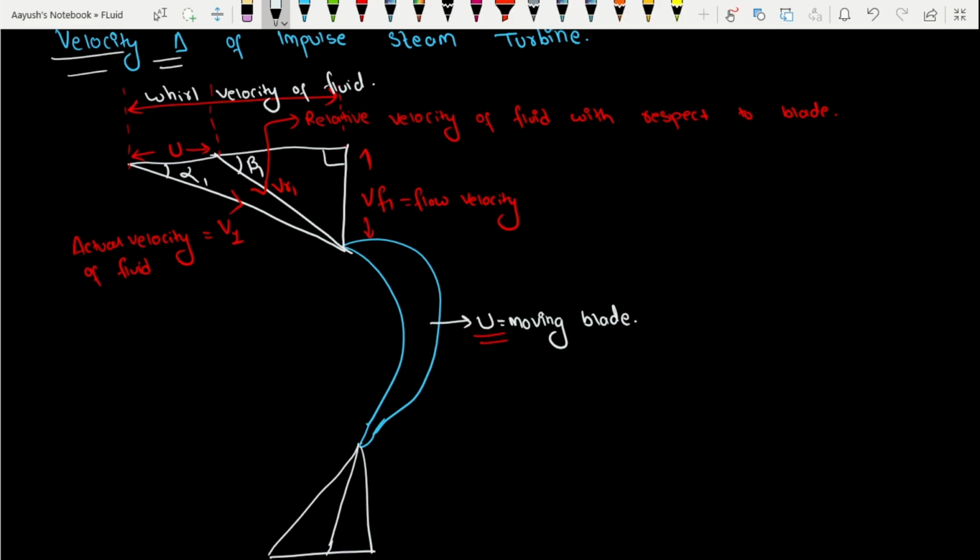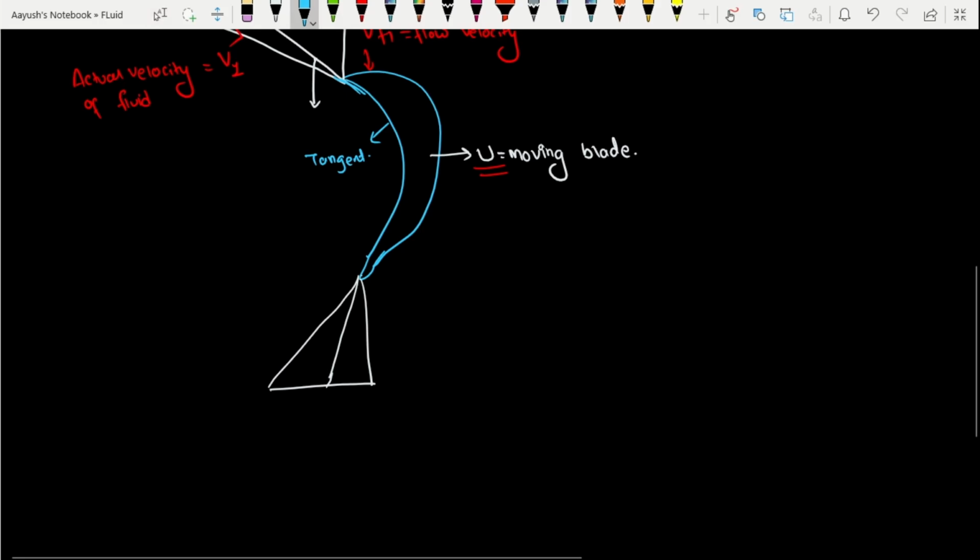Now let's talk about the outlet velocity triangle. Note this very important concept that is often not told: this line is tangent to this blade, because for maximum efficiency gain, the fluid velocity must be tangent to the moving blade. So note that this is tangent. Similarly, the fluid comes out of the blade tangentially, so this is not V2, this is actually Vr2, the relative velocity with respect to the moving blade.